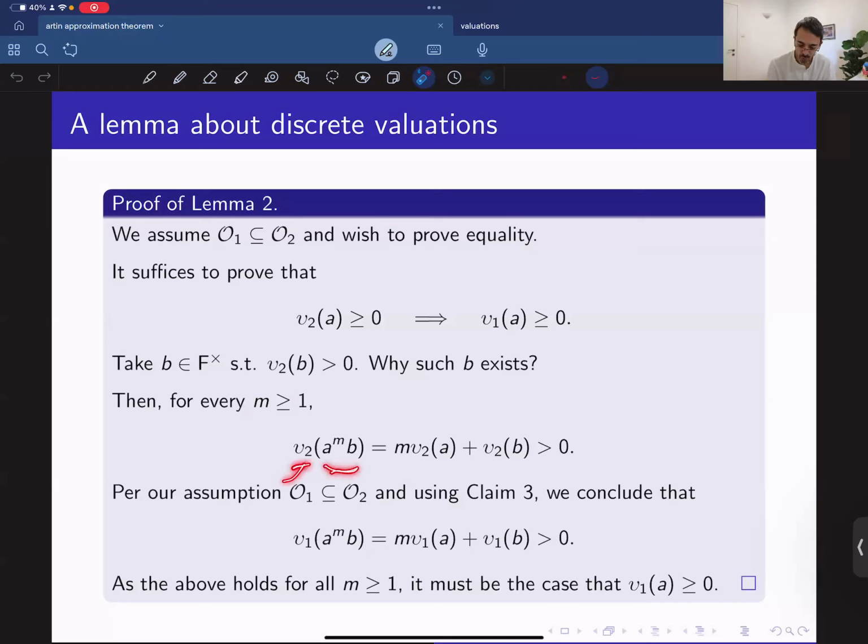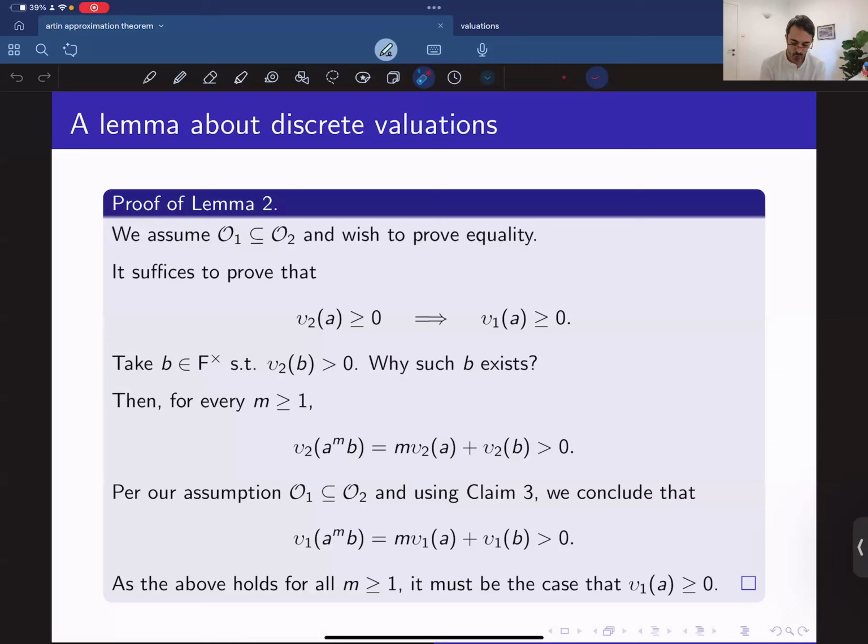So according to V2, the valuation of this element, just using the product rule, is M times the valuation of A plus the valuation of B. And that's going to be a strictly positive number, right? Because the V2 of B is strictly positive, and V2 of A is non-negative. So for every M that we will choose later on, this thing at the very least is going to be strictly positive, right?